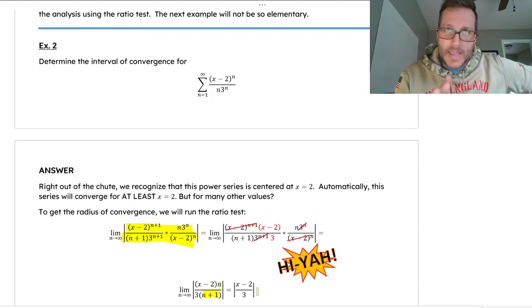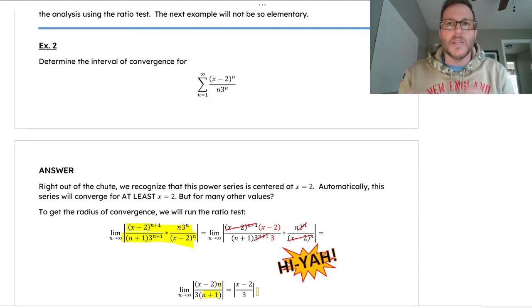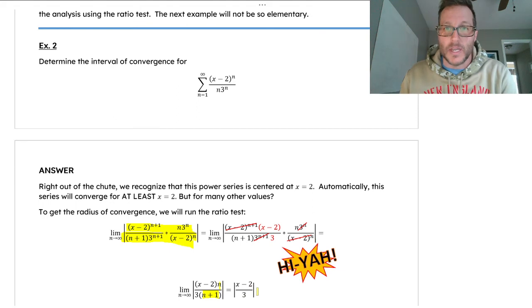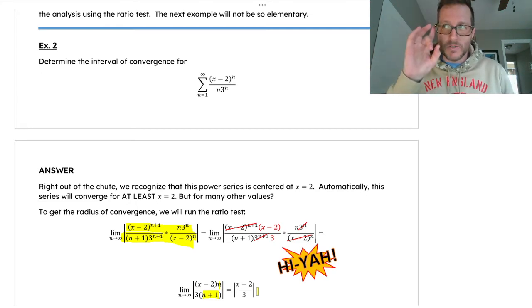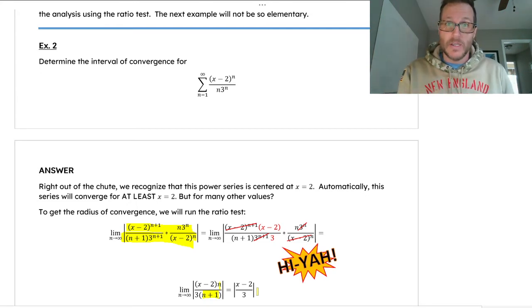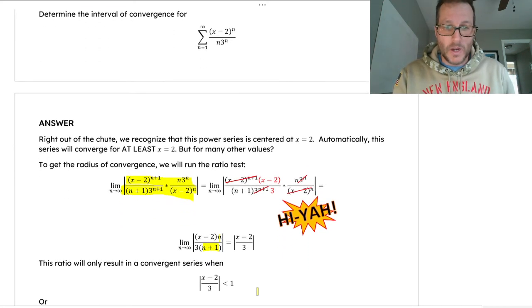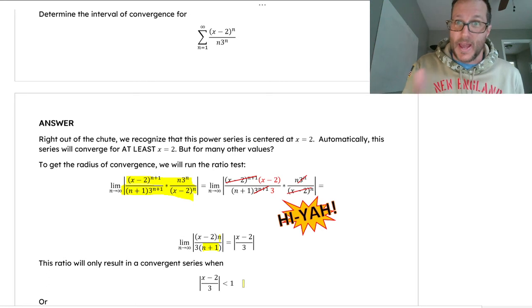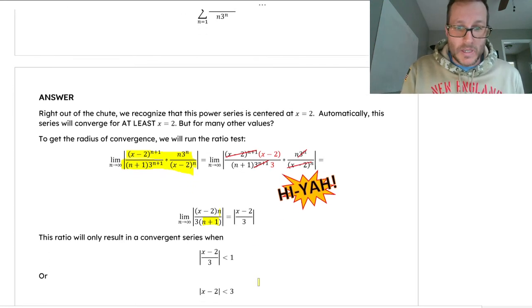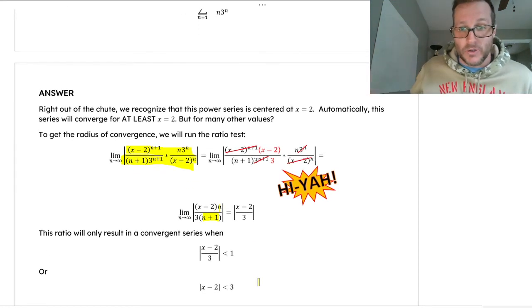Now, that again is kind of weird because we are supposed to get a number out of the ratio test, but we did, because x is a number. What we've got to show for the ratio test is that that result needs to be less than 1 to be convergent. So we're going to force that to be less than 1 and figure out what x values work for that absolute value inequality. So the absolute value of x minus 2 has to be less than 3.